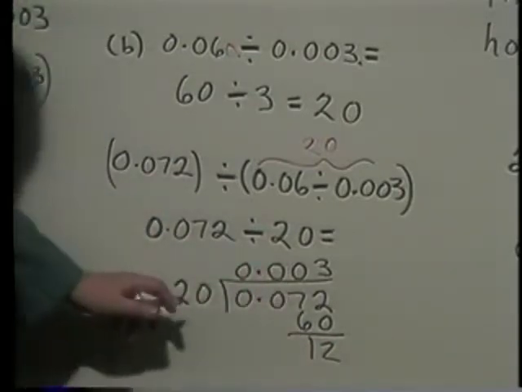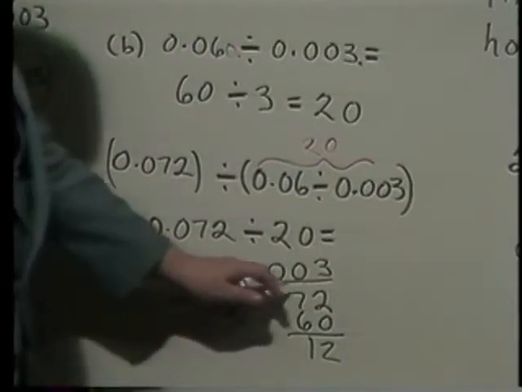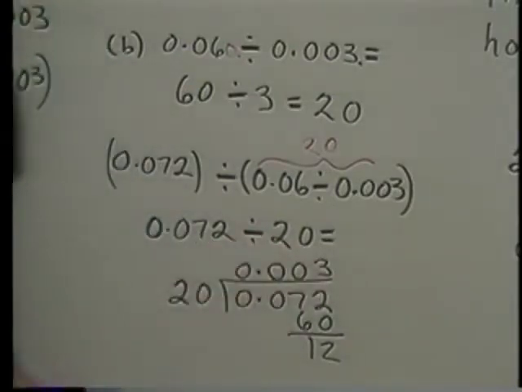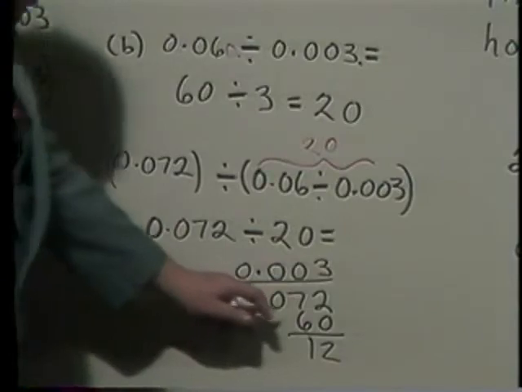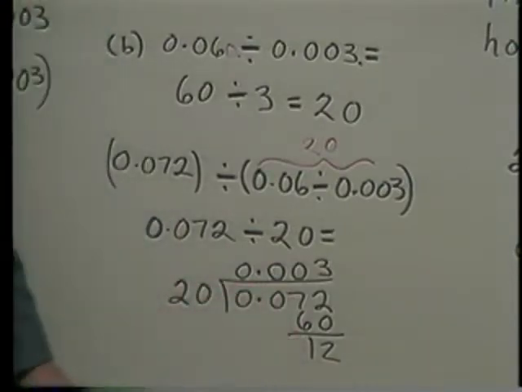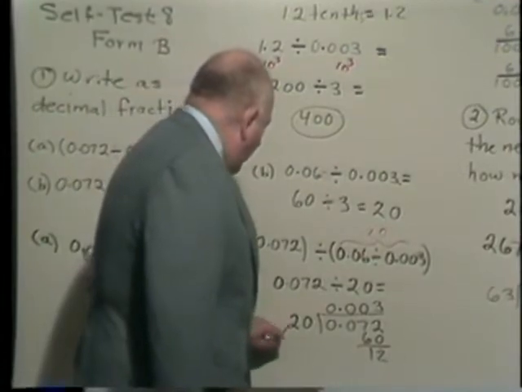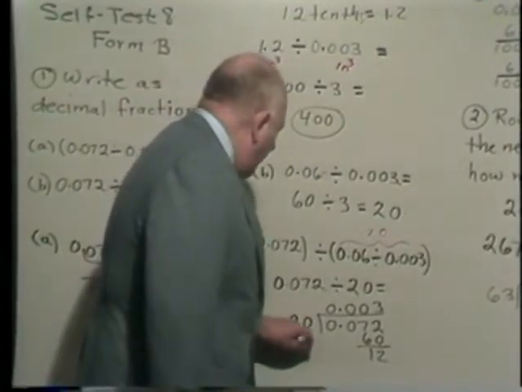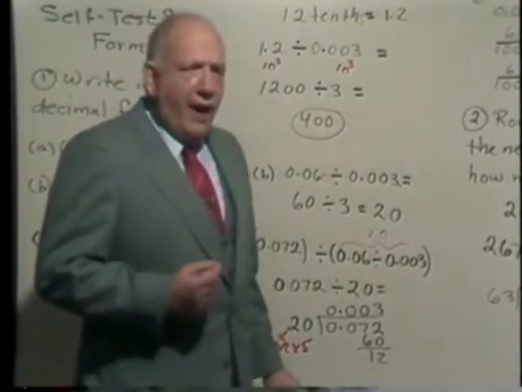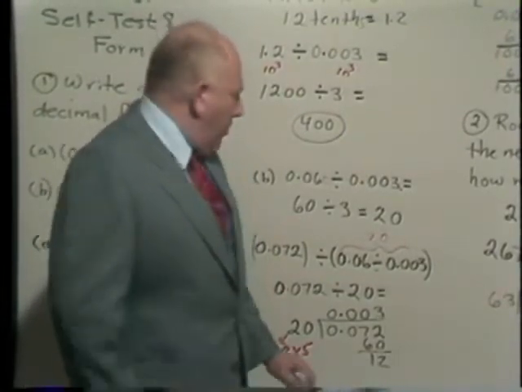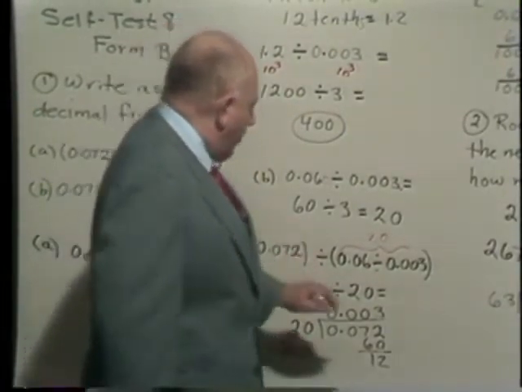Let's see how this goes. 20 doesn't go into 0, it doesn't go into 7, it goes into 72 3 times. 3 times 20 is 60, the remainder is 12. And what's the trick here? Since 20 has only 2's and 5's as prime factors, I know if I go on here long enough, the decimal will come to an end. So I give it another shot.